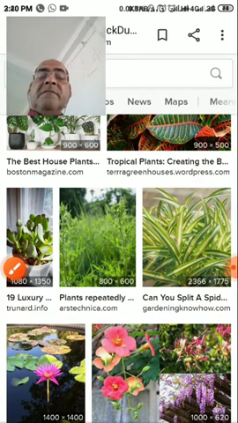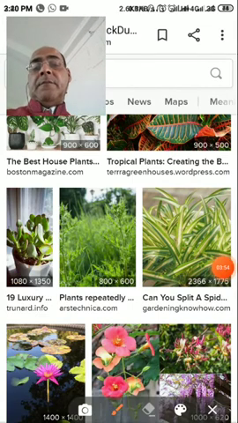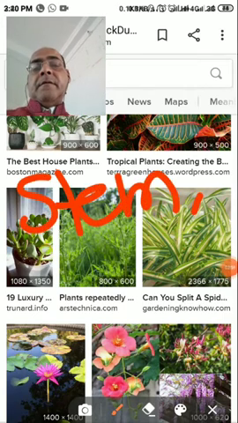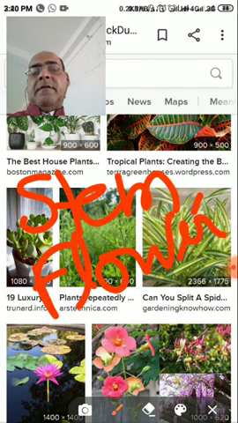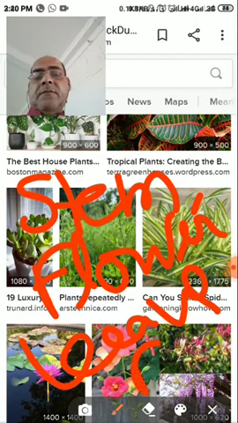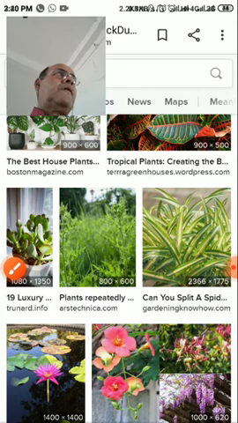Dear students, in the shoot, the plants have stem, flower, leaves, and fruits. So these are the structures that are found in the shoot.